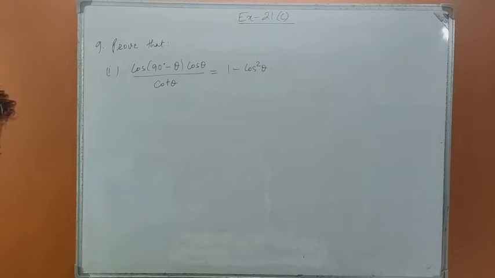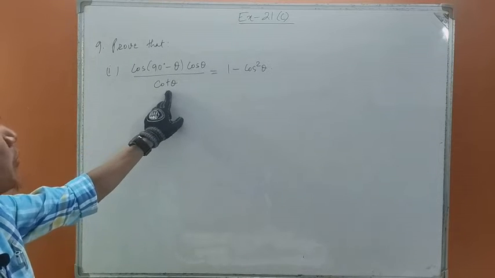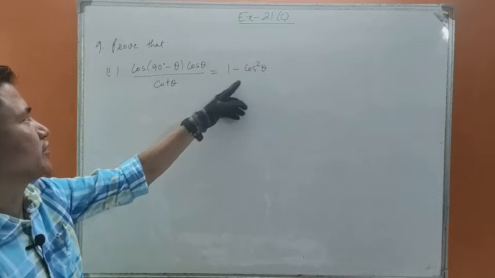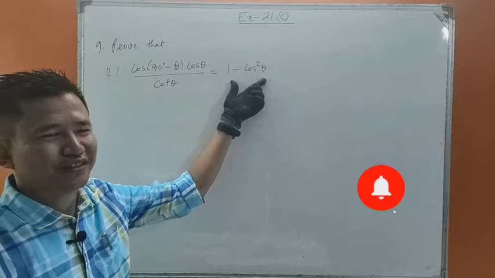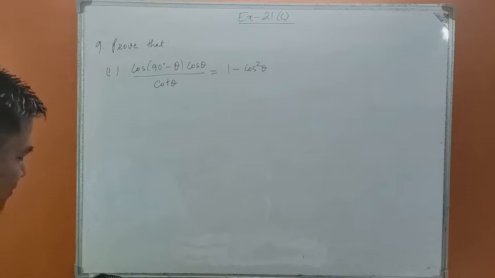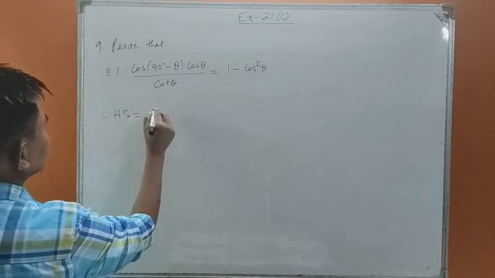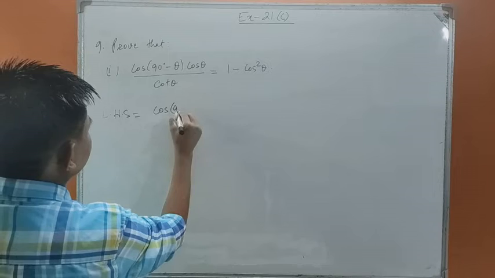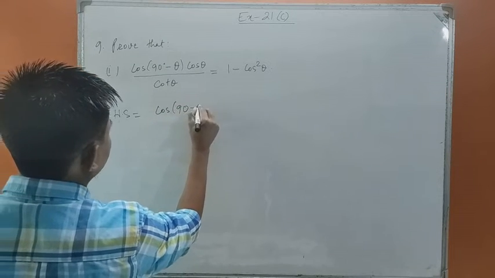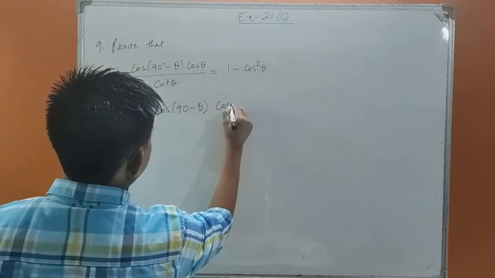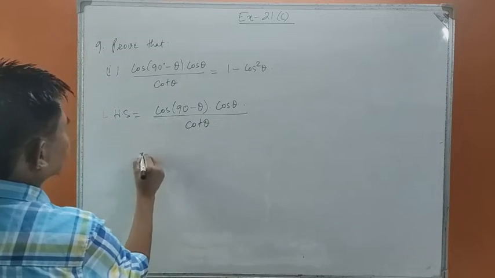Question number 1 of 9. We are asked to prove that cos 90 minus theta into cos theta upon cot theta equals 1 minus cos square theta. So we are asked to use this left hand side and prove this 1 minus cos square theta. Very easy sum. Let's begin. Left hand side, LHS, equals cos 90 minus theta into cos theta upon cot theta, isn't it? This is what we have in the left hand side.